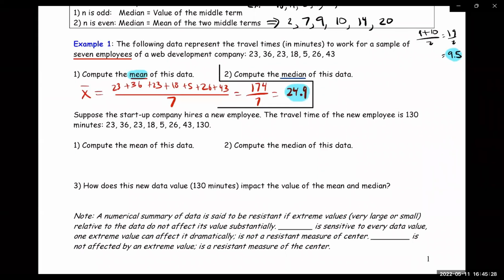All right, so first for median, we have to arrange these from smallest to largest. So the smallest is 5. Then we got 18. We got 23. 23 again. 26. 36. 43. All right, is there an even or an odd number of data values?